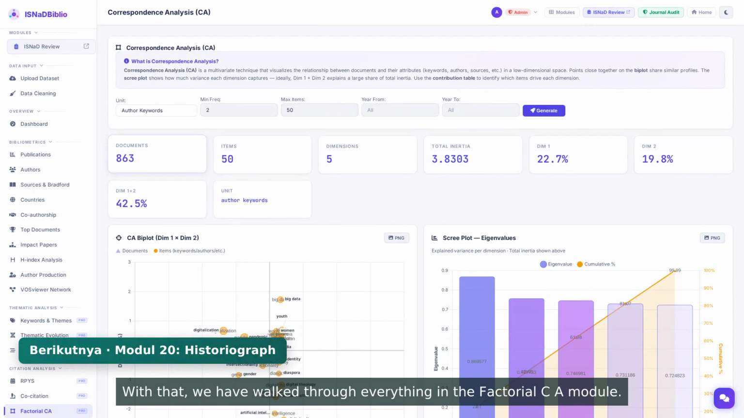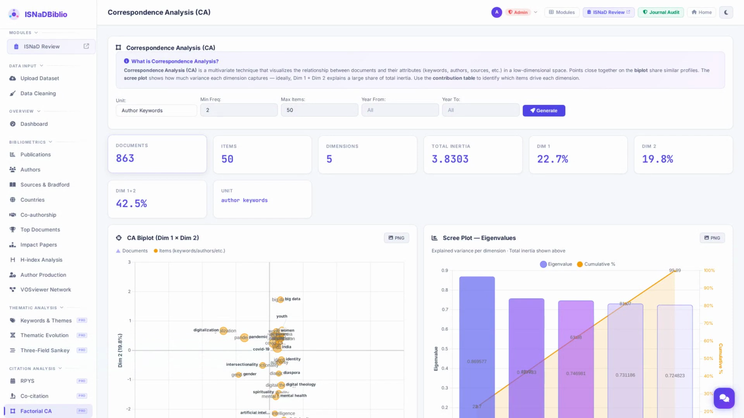With that, we have walked through everything in the Factorial CA module. You can now read the conceptual map of your field of study.